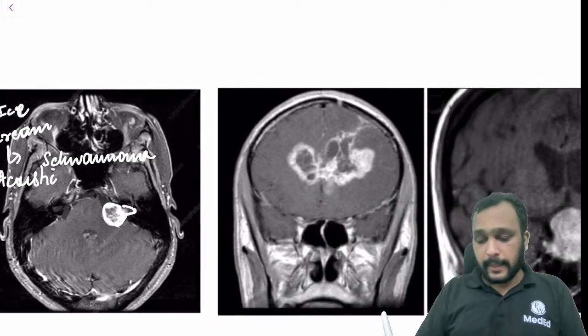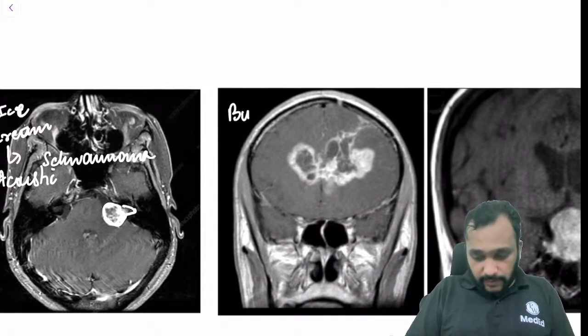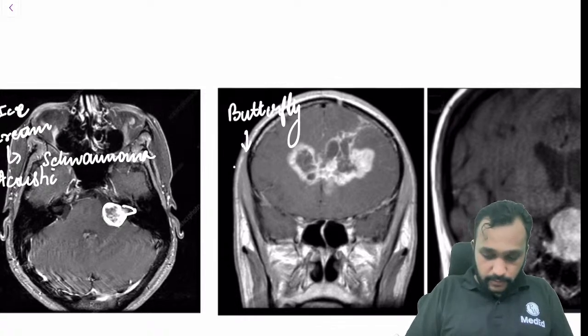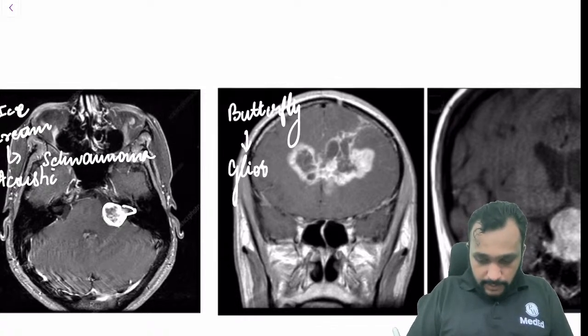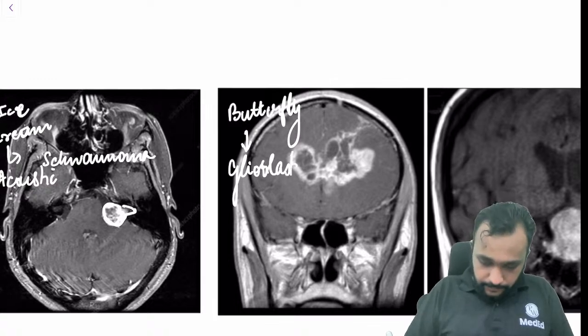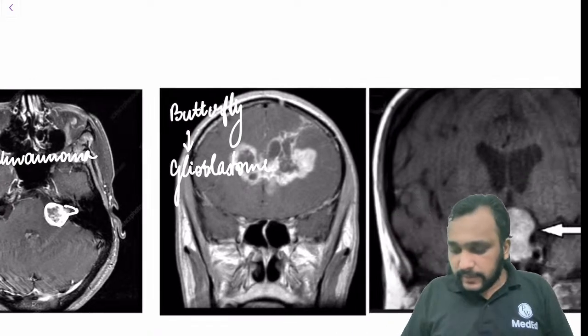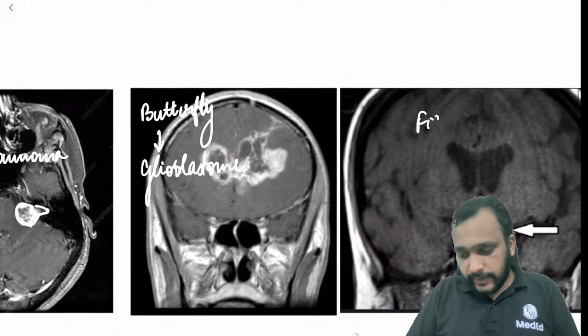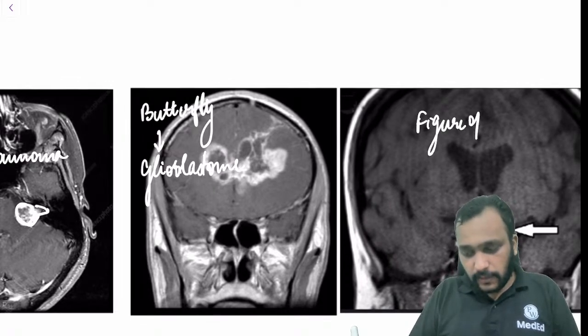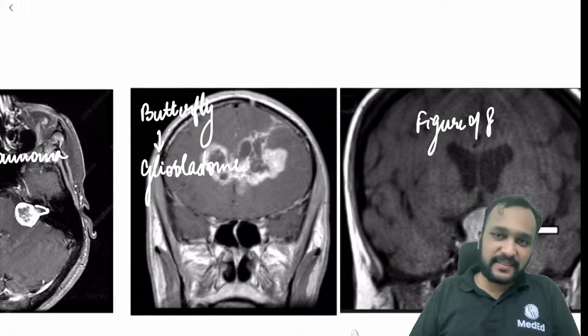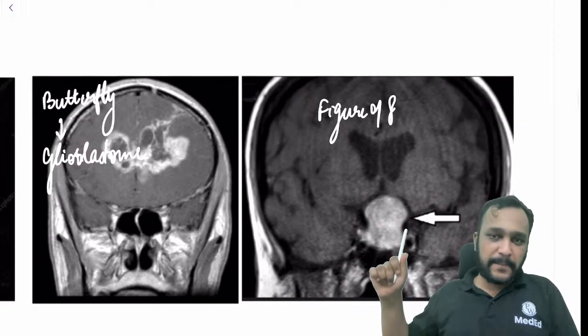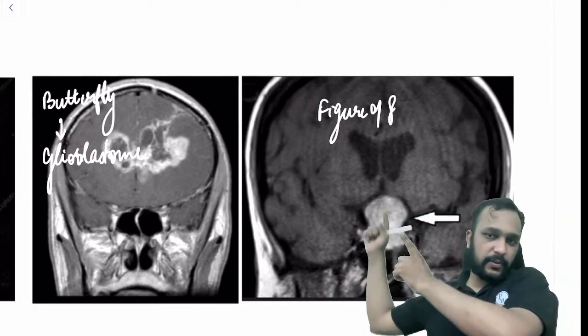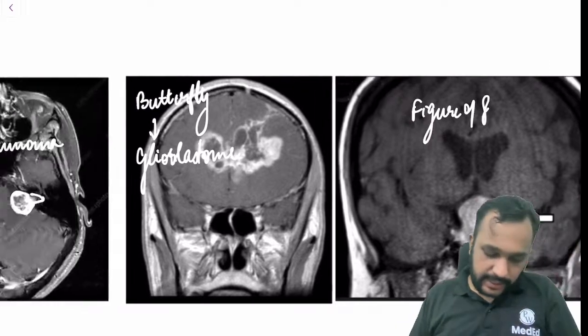The butterfly appearance will be seen in glioblastoma, right? And the 5th is the figure of 8, which we have already discussed. This figure of 8 appearance, guys, is seen in a case of pituitary macroadenoma, right?